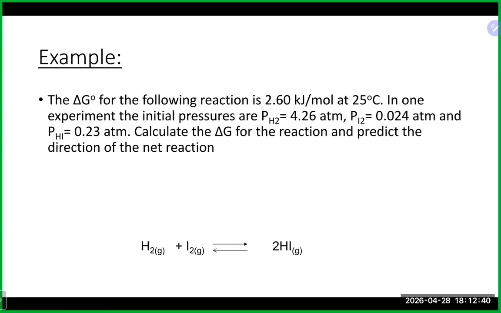All right, one last one here for this chapter. Delta G naught for the following reaction is 2.60 kilojoules per mole at 25 degrees Celsius. In one experiment, you had initial pressures for hydrogen, that's 4.26 atmospheres, iodine, that's 0.024 atmospheres, and HI, which is 0.23 atmospheres. What is the delta G for this reaction, and which way will it head? React.